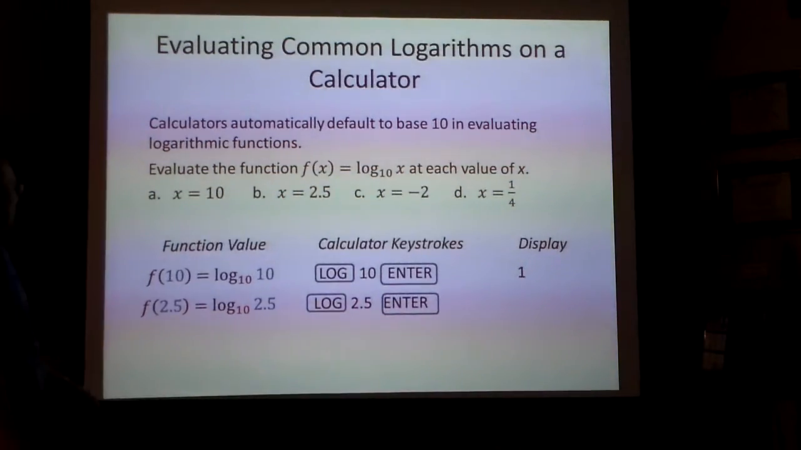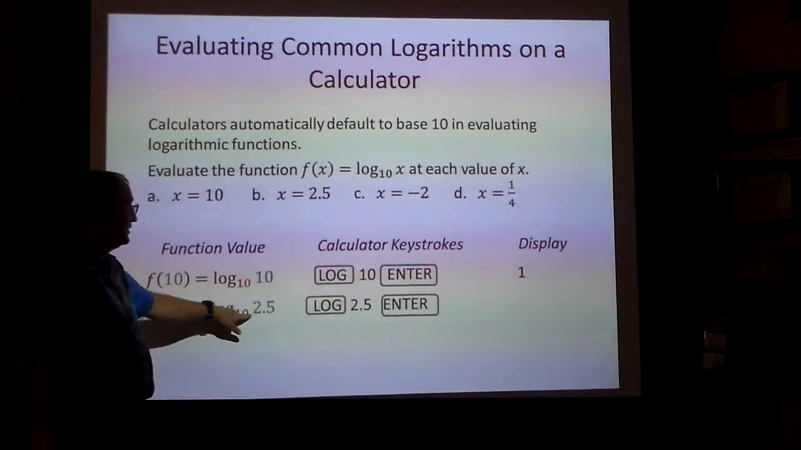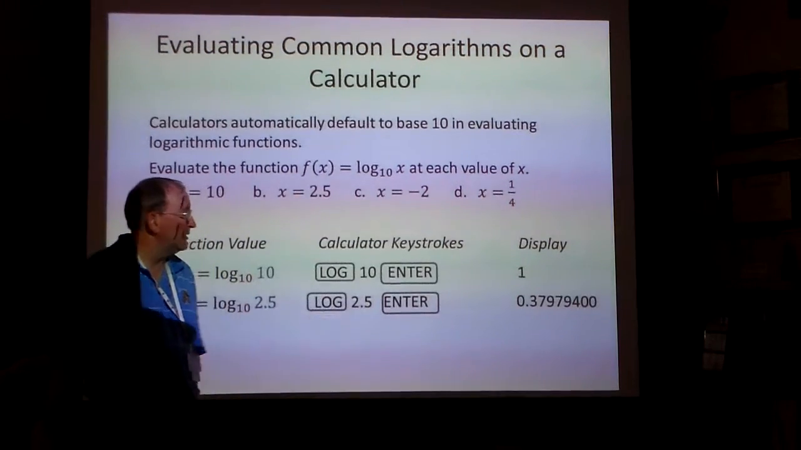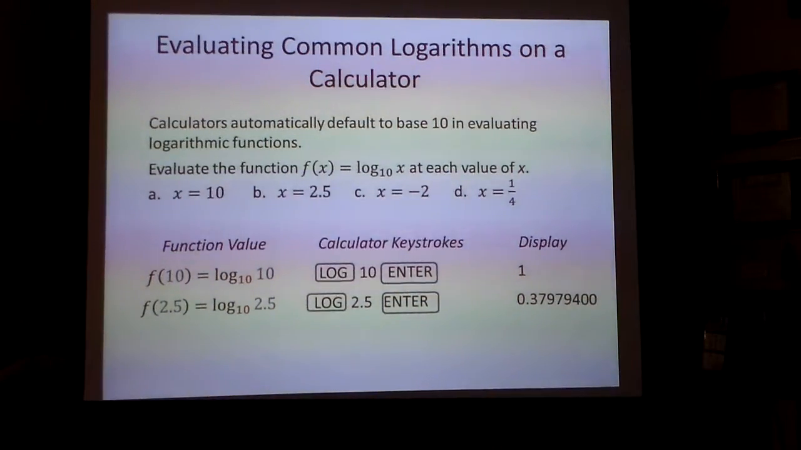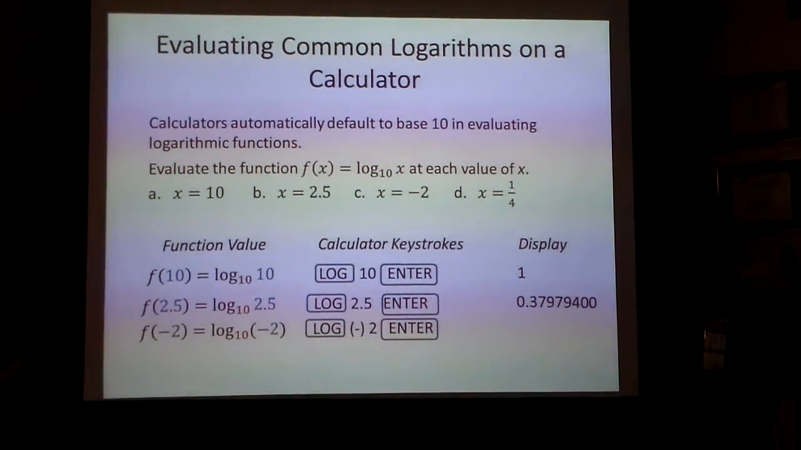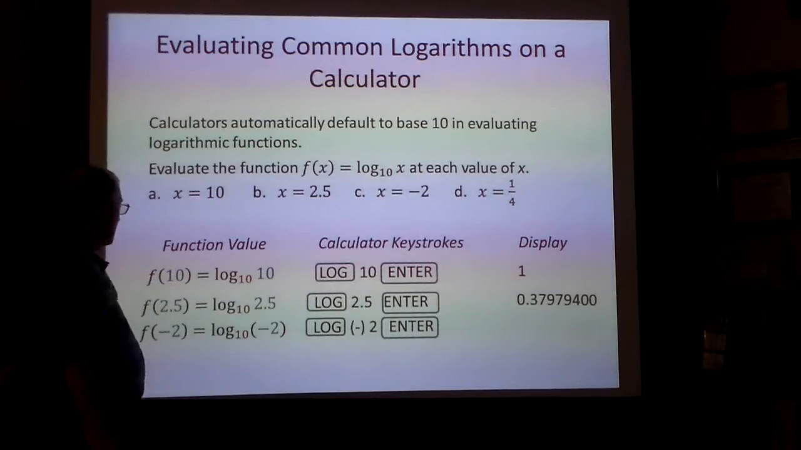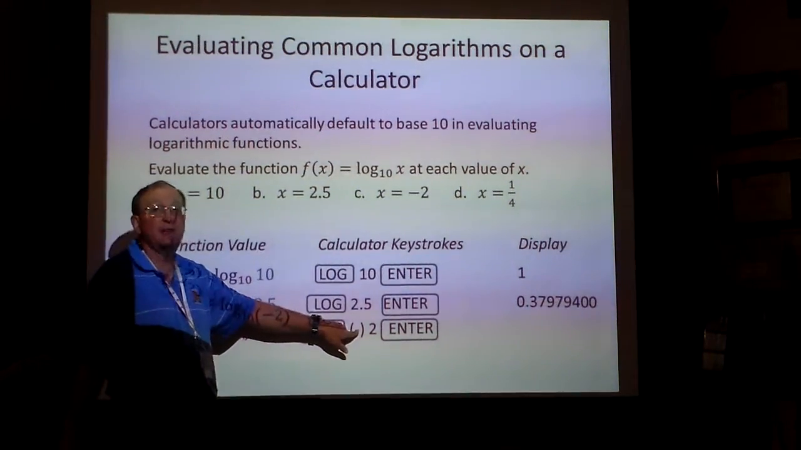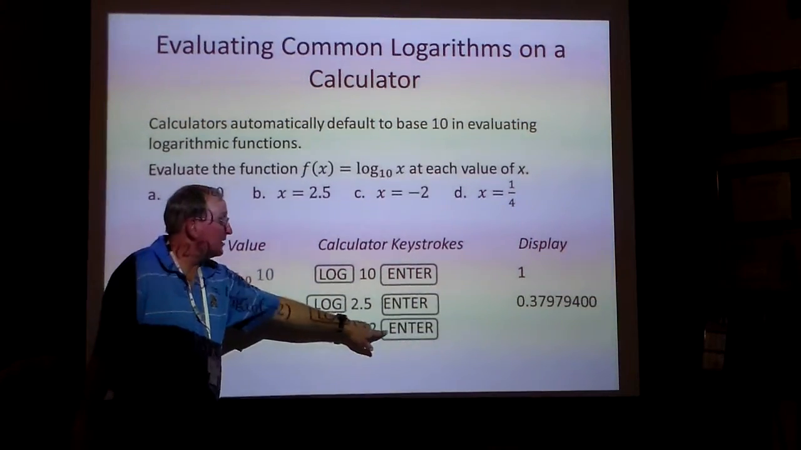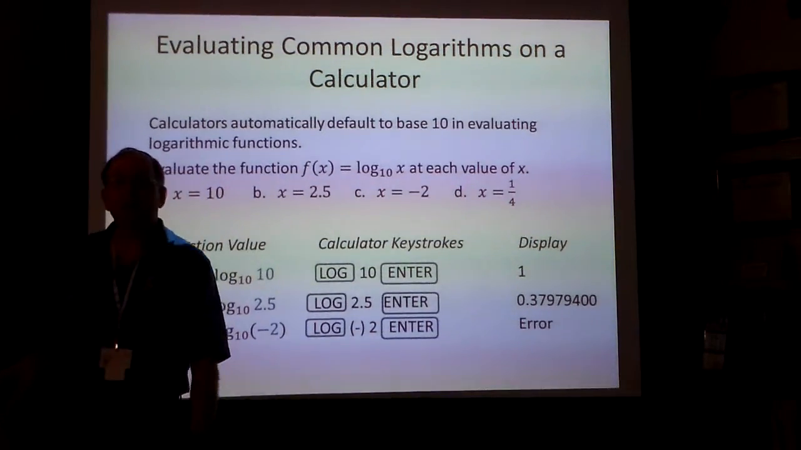All right? Well, let's try 2.5. If I want to find log of 2.5 for base 10, go log 2.5, enter, and there's my answer, 0.37979400. All right? And now if I want to try this one, notice log of -2: hit log, hit the negative button, not the minus sign, -2, enter, and you get error.